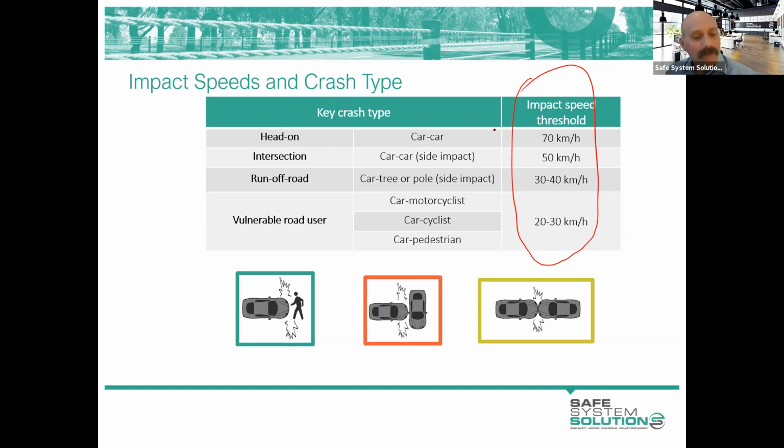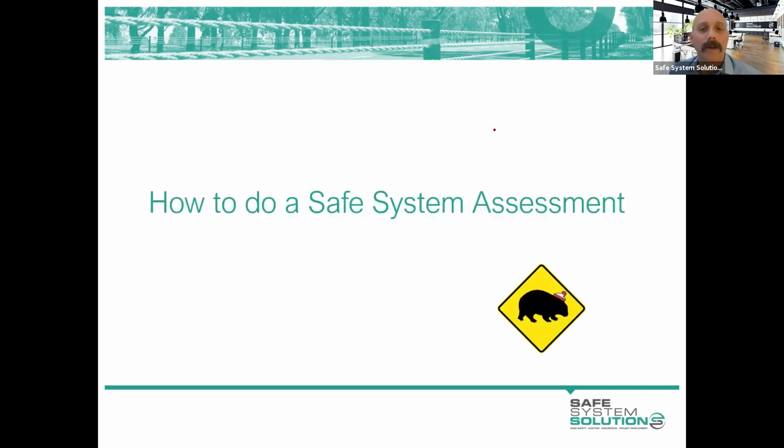Out of module 1, I put a colored heat graph in there. Again, it's a general guide, but I really do suggest you refer back to that when you're doing your safe system assessments and you're trying to work out a score for severity. I'll get back to that.